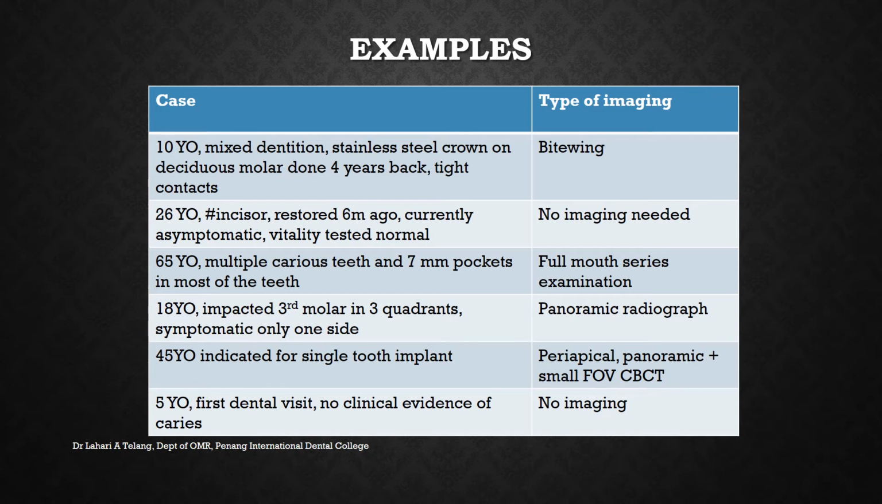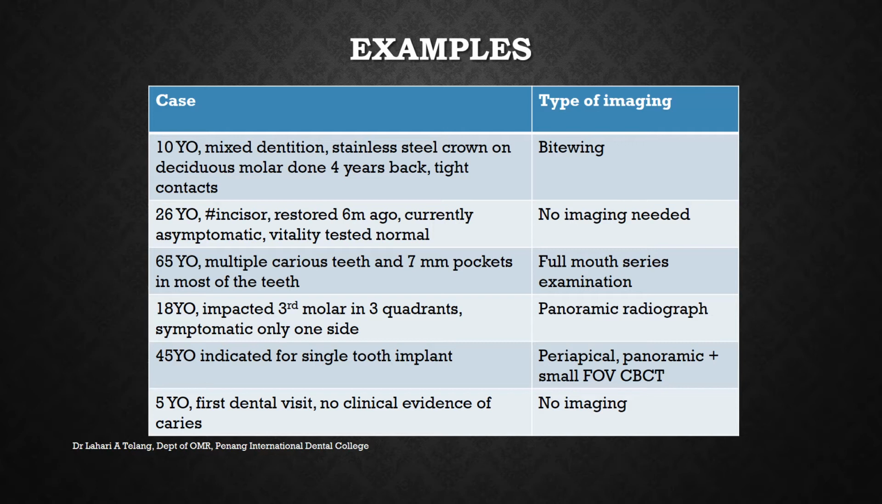Now, these are examples of cases and the type of imaging that would be the best for that particular case. For example, a 10-year-old child coming with mixed dentition and a stainless steel crown on a deciduous molar done 4 years back, with tight contacts, and you want to assess the area. A bitewing would be the ideal type of radiograph which could help you assess the case. A 26-year-old with a fractured incisor restored 6 months ago, who's currently asymptomatic and the vitality tested normal, you ideally don't need imaging for this kind of a case.